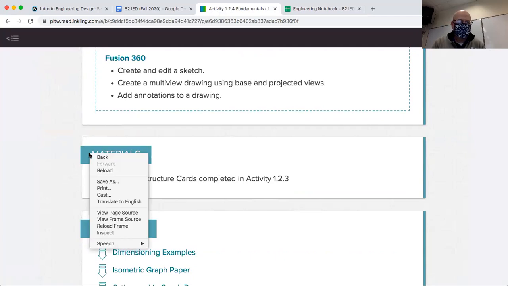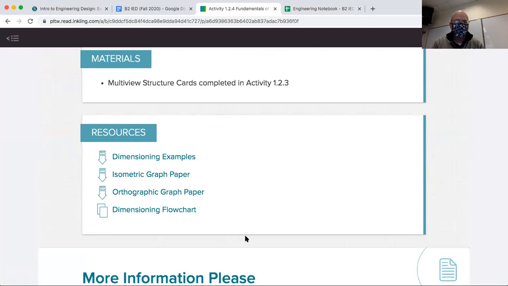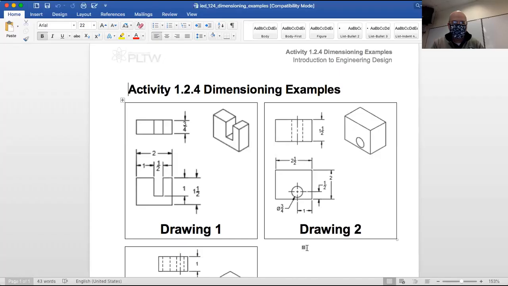Yeah, no materials for this. We're not actually doing the structure cards from the previous assignment. We never did that in our previous assignment. Dimensioning examples. You should look at this. You don't need to take notes. Let me say hello again. You don't have to take notes on that, but I would like you to look at this because it gives you an idea of where we're going.